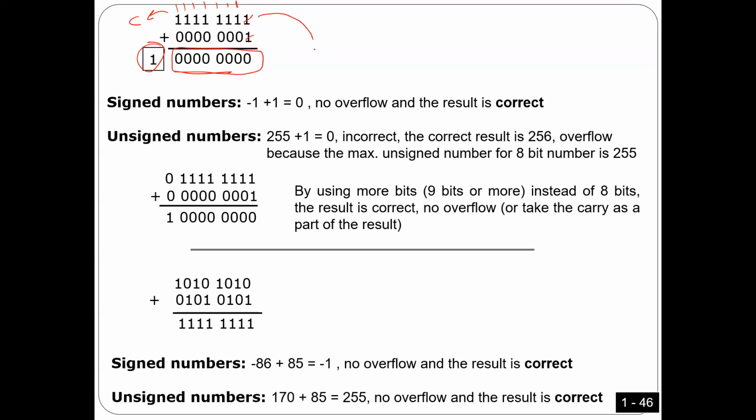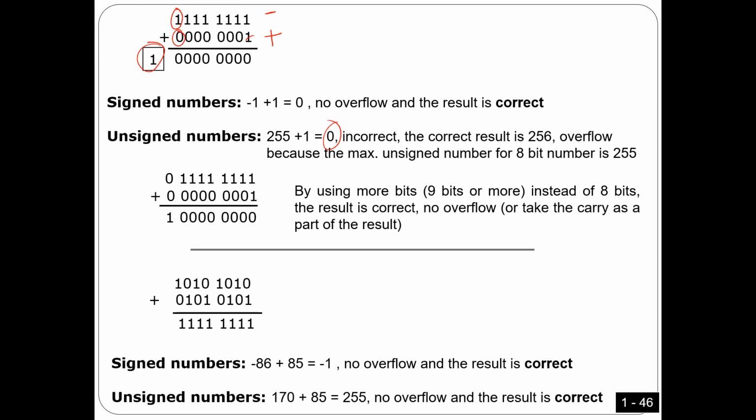So I added 255 plus 1, I got 0, which is not correct for sure because of overflow. Now let's look if these numbers are signed. Is there overflow or not? Let's see. The first number here is a negative number. The second one is positive. Don't even think about it.